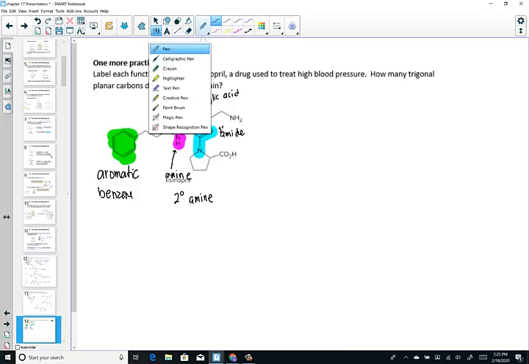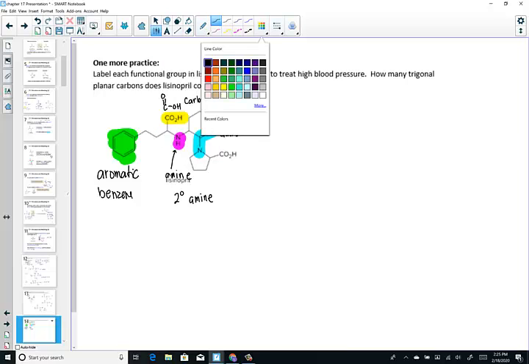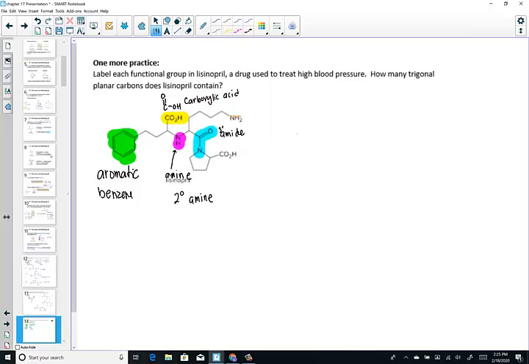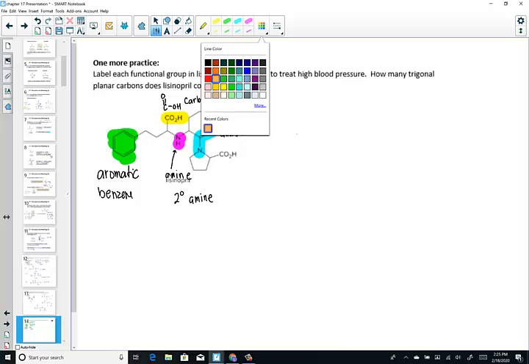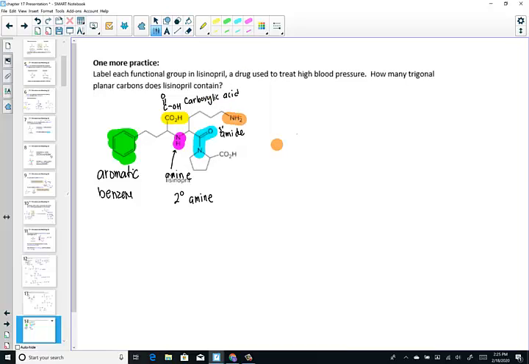Do you see other things? How about right here? I was trying to highlight this guy right here. That's an interesting part of the molecule. I would say I have that as an NH2. It's not next door to a carbonyl, so this is an amine, and it's actually a primary amine.